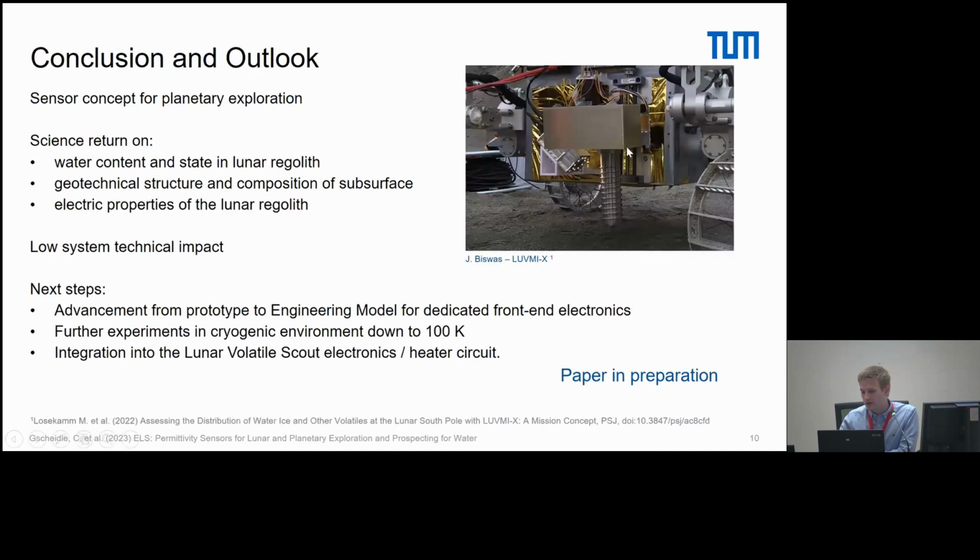A little bit of conclusion for our instrument. My colleague took a nice picture here from the test campaign from the LoveMeX project. We think that this is a good way to constrain the water content on the Moon, and possibly also on other bodies in the solar system. We can look at not only the water content, but also probably constrain the porosity of the soil and the electrical properties, so electric conductivity. We have a low system impact, and for our advancements, this is just further development.